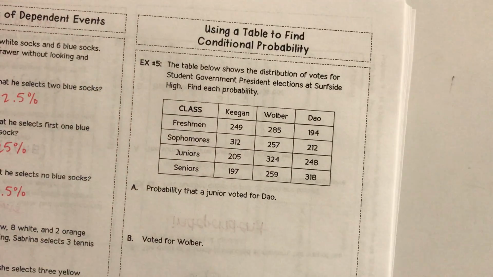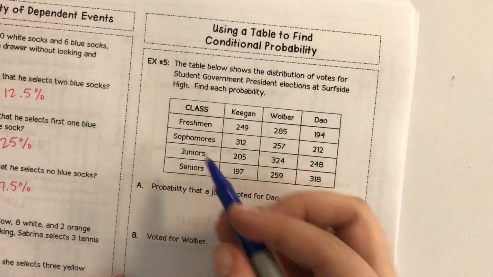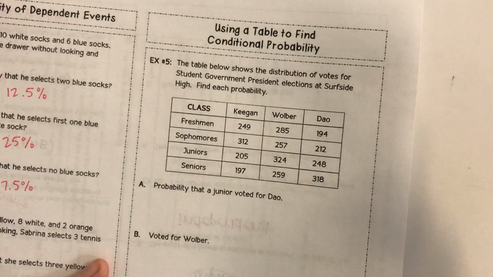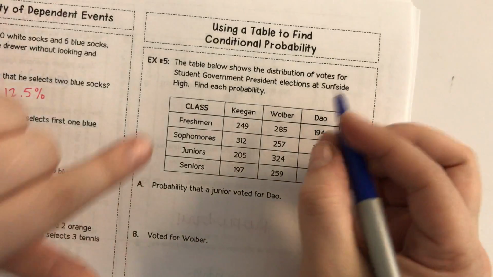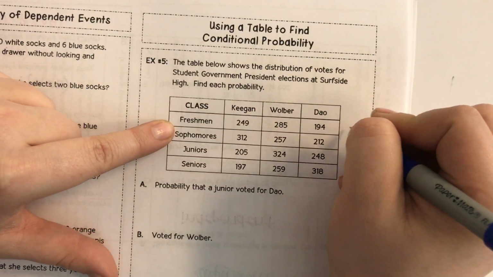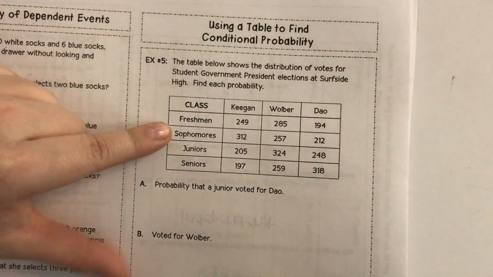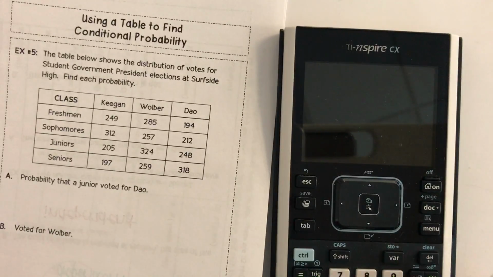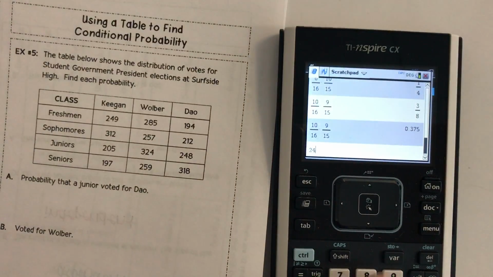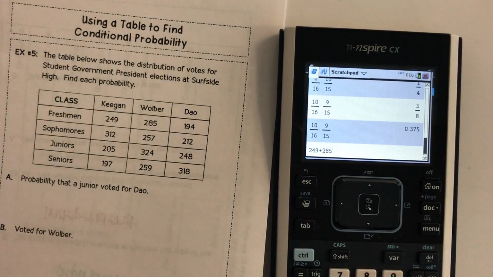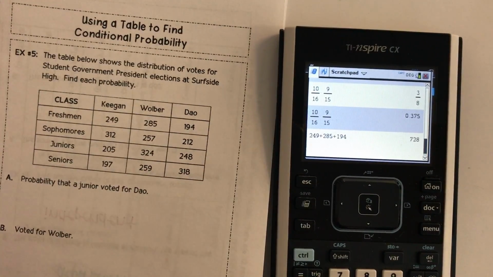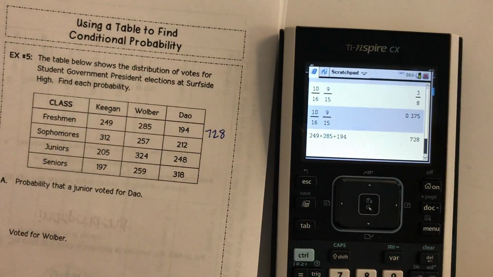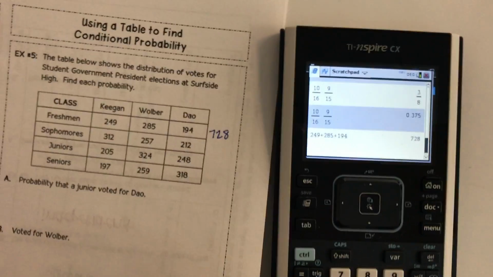Find each probability. Before we find each probability, we need to figure out the totals of everything, because if we don't know the totals, then we can't really find the probability. It's pretty useless. So we're going to figure out how many total freshmen there are. We're going to add them together. 249 plus 285 plus 194. 728 total freshmen. A lot of probability and statistics is adding things together and dividing them. You're going to find that out.